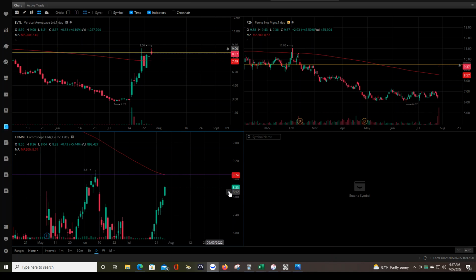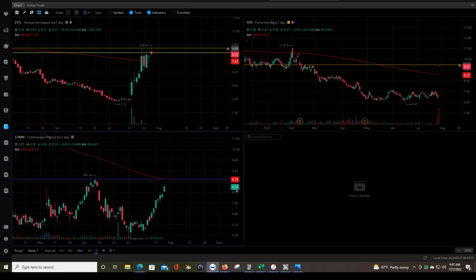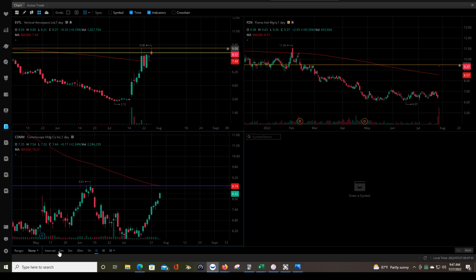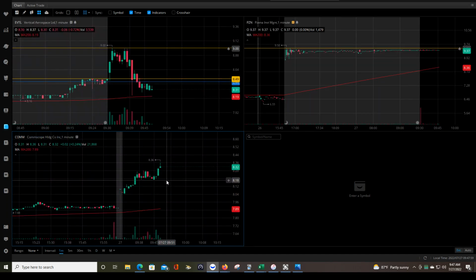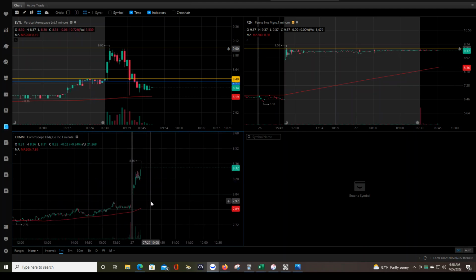Now the other thing is that if this thing kind of gives us our setup before breaking over the 200 MA, we have to reject it entirely. So we have to look at that as well.